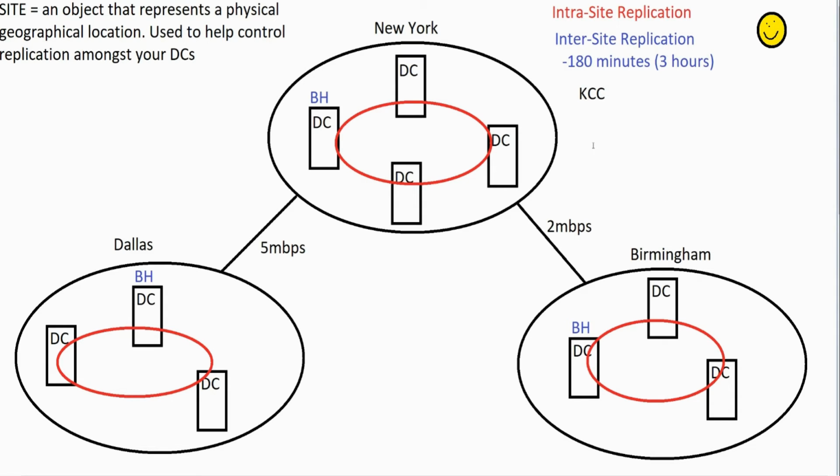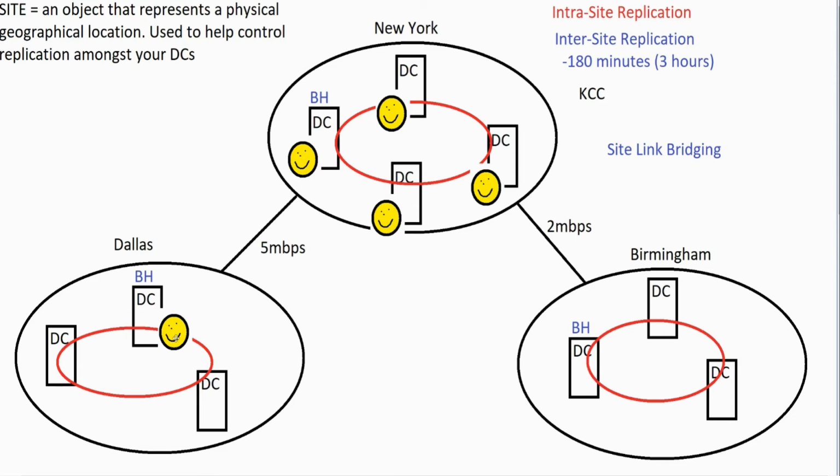Now by default, there is a feature known as site link bridging that is enabled. Site link bridging means that when the 3-hour time interval hits, all bridgehead servers talk to each other across the entire company. So what will end up happening is, for example, I create this user right here on this DC, and it's going to replicate very quickly amongst the other DCs in that office. Now, when the 3-hour time interval hits, this bridgehead is going to contact both of these bridgeheads. So this guy right here is going to learn about it, and this guy right here is going to learn about it.